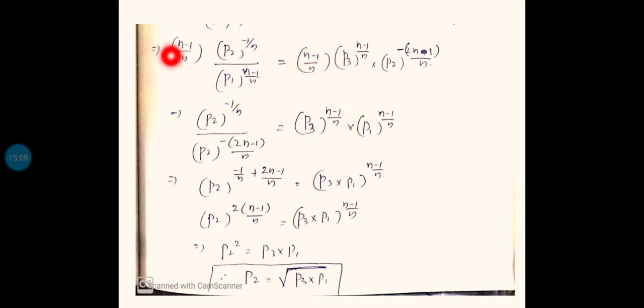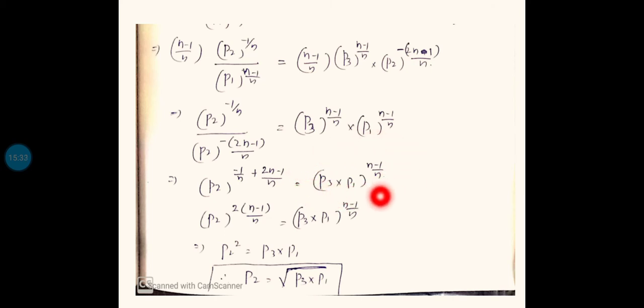From here I am taking this n minus 1 by n to this side, which means these two terms will cancel. So p3 raised to n minus 1 by n, into this term taken to the right side, means into p1 raised to n minus 1 by n. So p3 into p1 raised to n minus 1 by n. See, the power of both is the same: p3 raised to n minus 1 by n, here also n minus 1 by n. So this can be simplified as p3 into p1, all raised to n minus 1 by n.